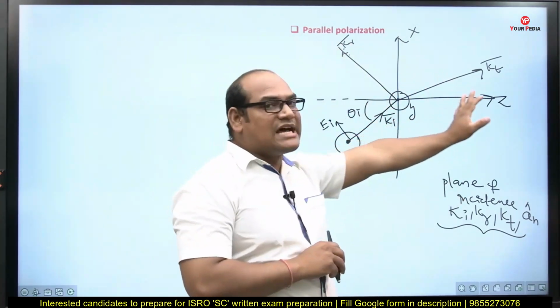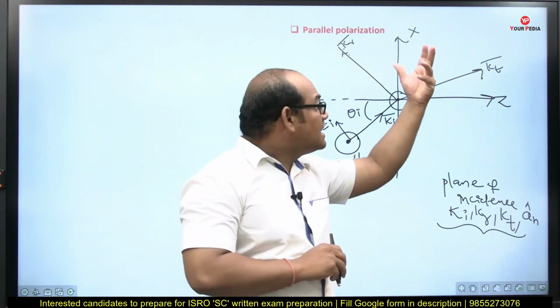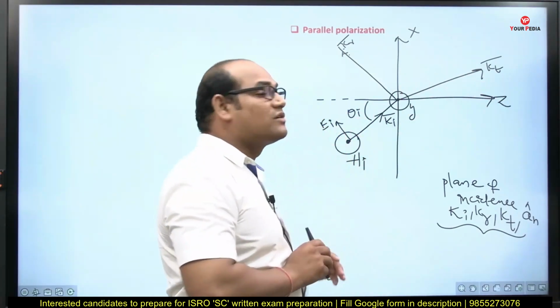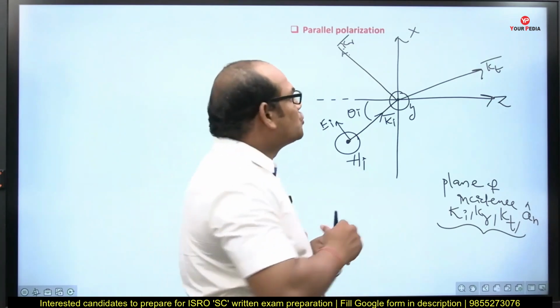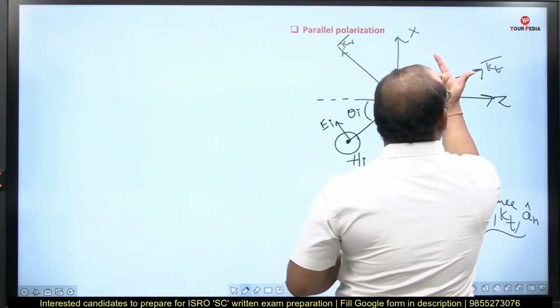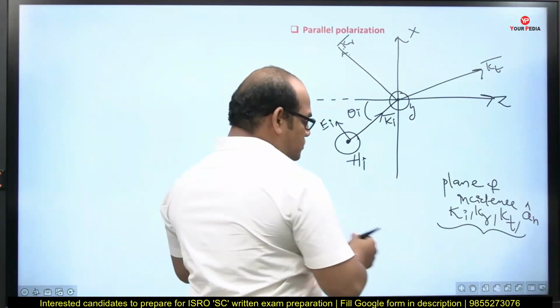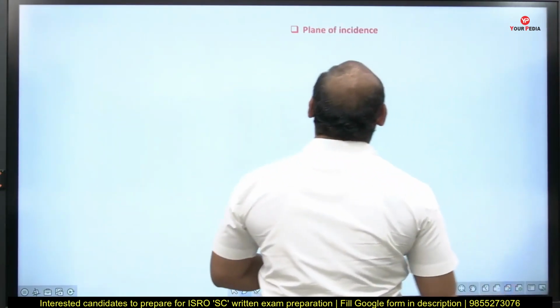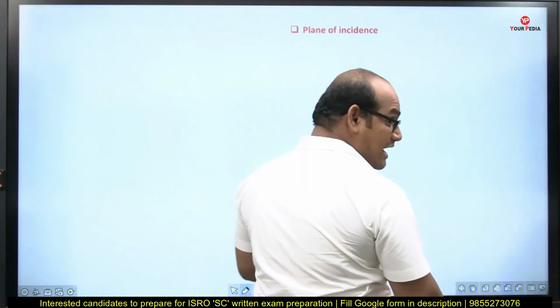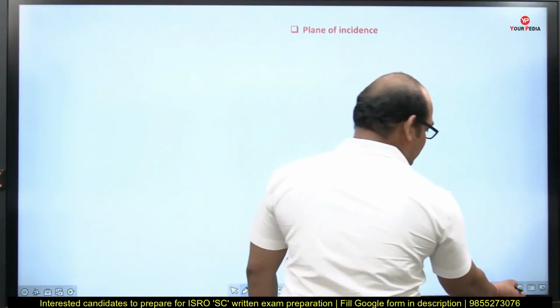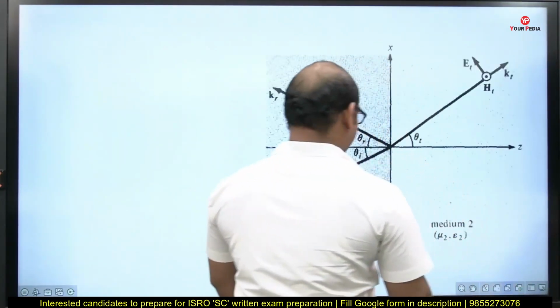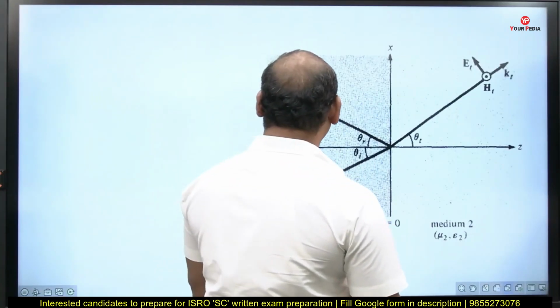Next, coming to the transmitted wave. The transmitted wave is simple because it is similar to the incident wave only. So we can represent it easily, like how we have represented the incident wave. Okay, so next, the plane of incidence, just now I have told, the topic is completed. Next, now you can see this one.